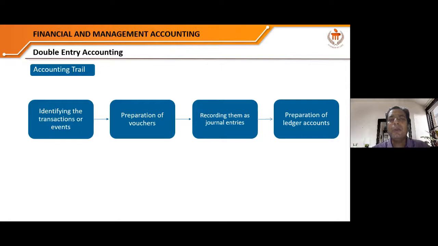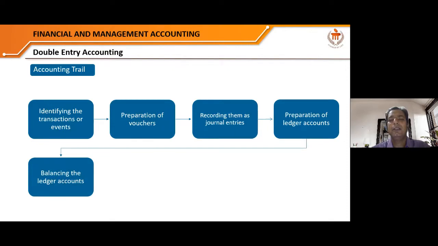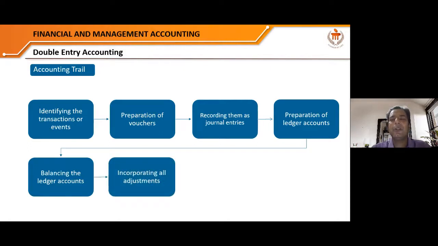Then we record those transactions as journal entries, which we'll learn today. Then comes the preparation of ledger accounts: after the journal entries, we move them to the ledger accounts. The next step is to close or balance these ledger accounts at the end of the period. Then whatever adjustments were left, or came up later, are incorporated.